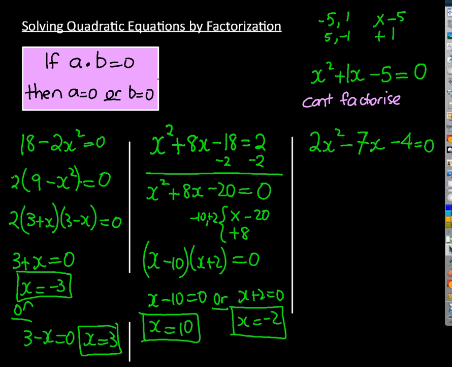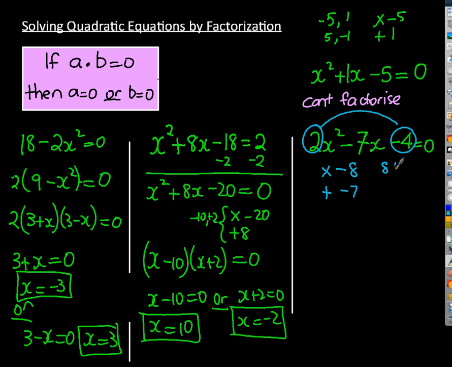A little bit harder one this time, where we've got a trinomial equaling 0, so we're ready to factorise, but we have our leading coefficient of 2. So what do we do when we've got this situation? Remember, we take these two numbers. We're looking for two numbers that multiply to give 2 times negative 4, negative 8, and add to give negative 7.